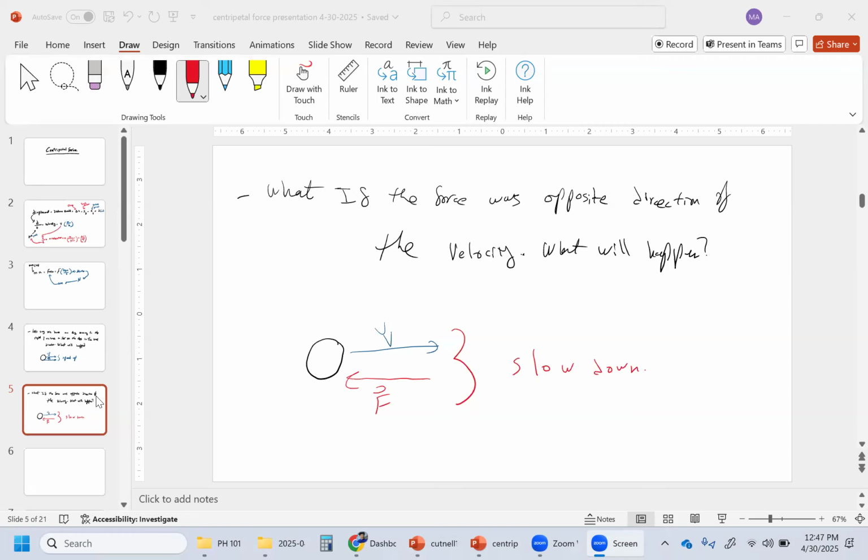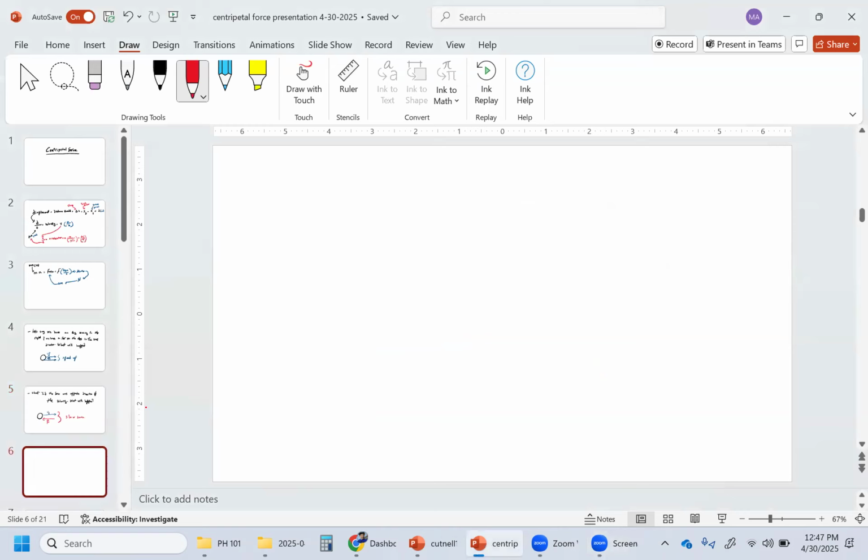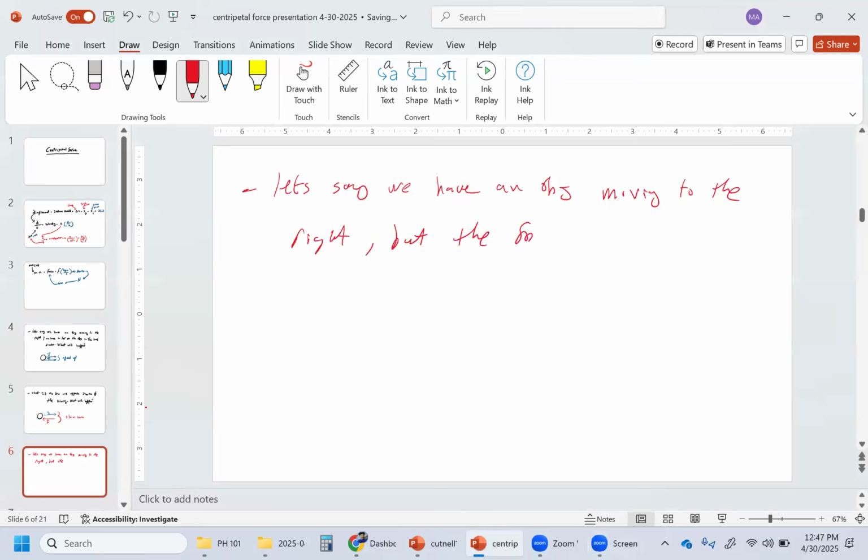Okay, so now let's do another question. Let's say we have an object moving to the right, but the force this time is going up. What will happen?